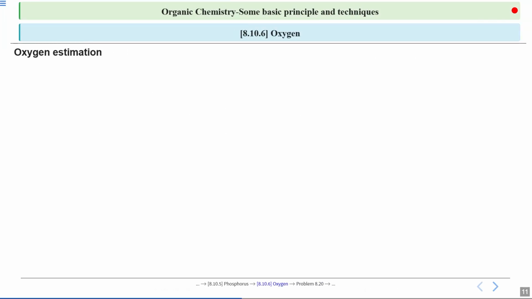So we have dealt with phosphorus estimation. Now we are going to discuss the method for estimating oxygen in organic compounds.